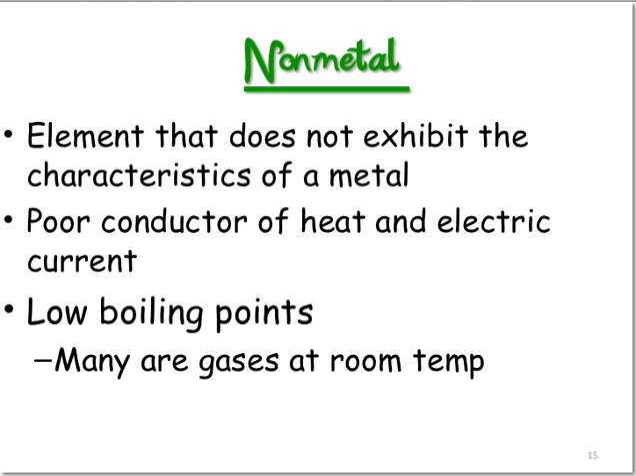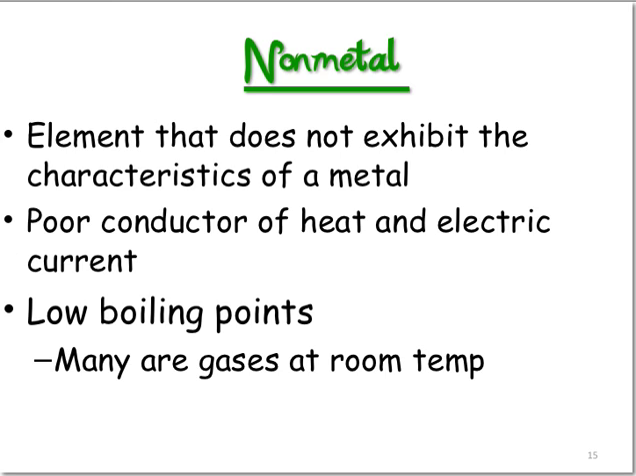The nonmetals, which are on the right side of the periodic table, are the ones colored in green. They are the elements that do not exhibit characteristics of a metal, so they're basically the anti-metal, the opposite. They are poor conductors of heat and electric current. They do have low boiling points.